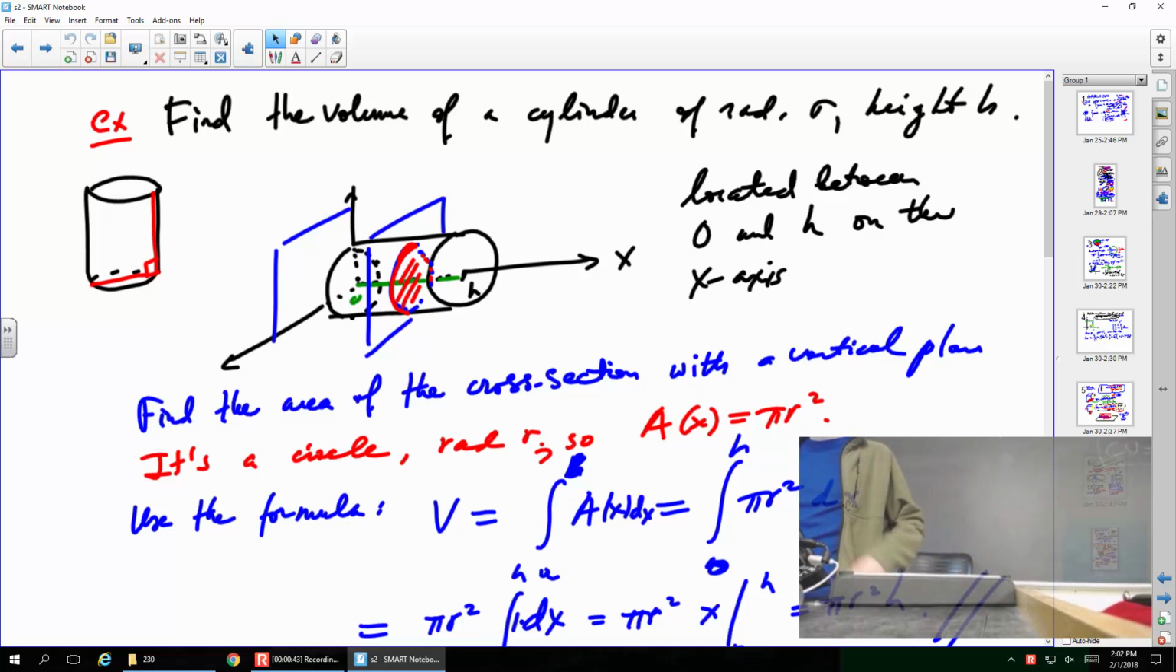The simplest example is the cylinder. Okay, so we're cutting with planes perpendicular to the x-axis, which produces a bunch of circles, so the area does not vary from one to the next, and as a result, integration is very simple. It is a constant. Okay.